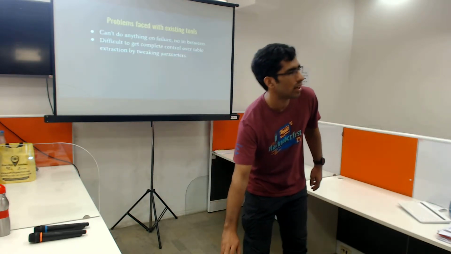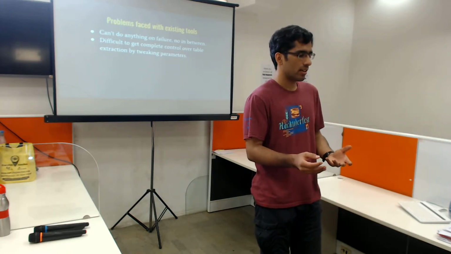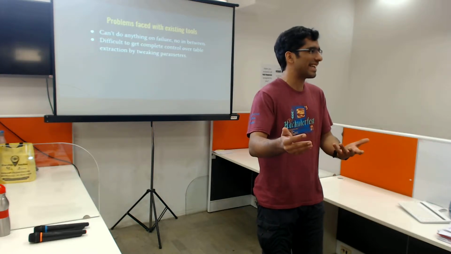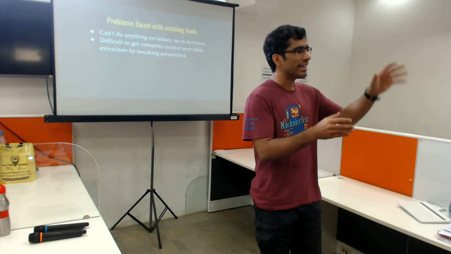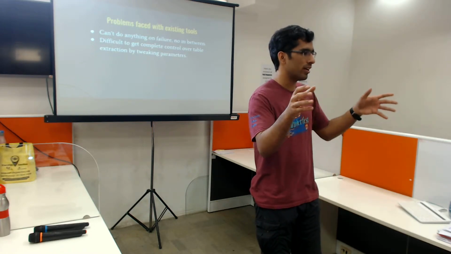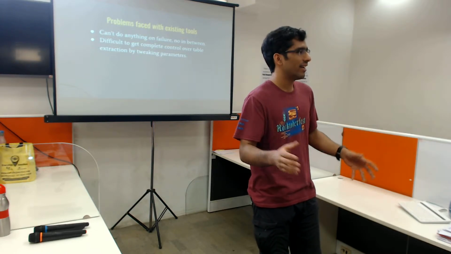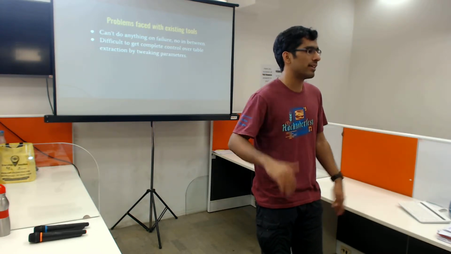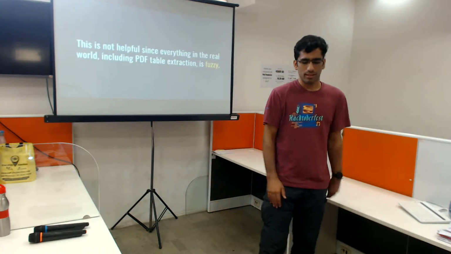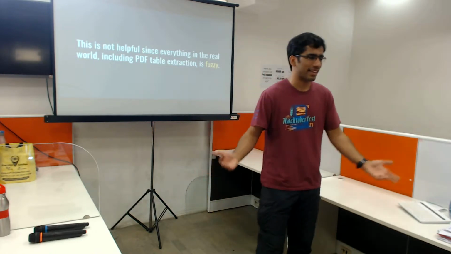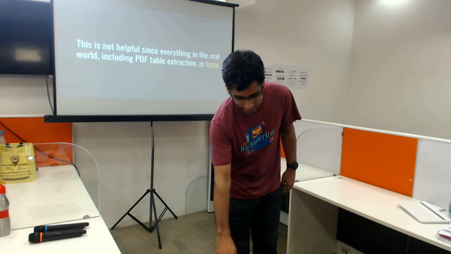What is in between? In between you could say something is better than nothing. So if you're getting a table with a single column with all the columns squashed together, that is way worse than getting maybe 5 columns if there were 6 columns in the table. So these problems were not helpful because everything in the real world, including PDF table extraction, is fuzzy. It's not black and white.